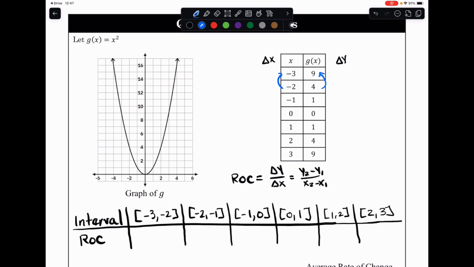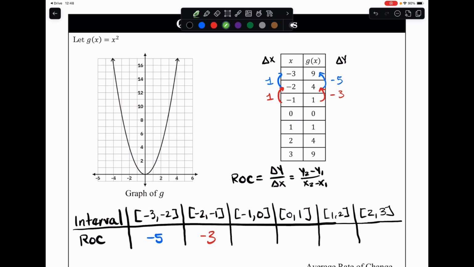So we're going to subtract the y. 4 minus 9, that's equal to -5. -2 minus -3 is +1. So the rate of change is -5 divided by 1, which is -5. Now let's look at the rate of change on the interval from -2 to -1. The change in y would be 1 minus 4, which is -3, and -1 minus -2 is +1. So -3 divided by 1 is -3.